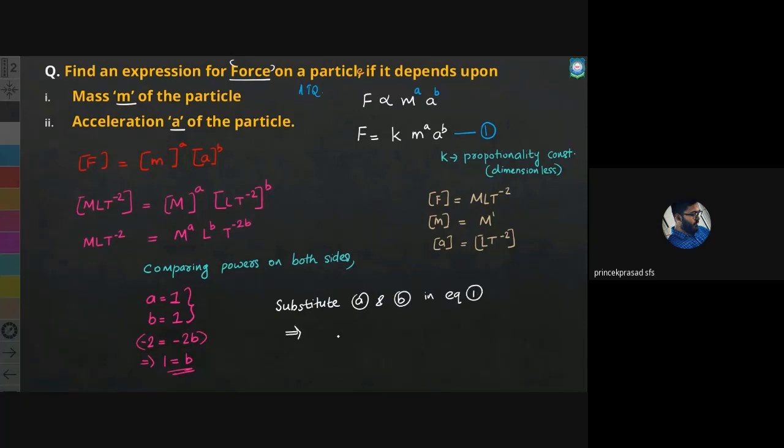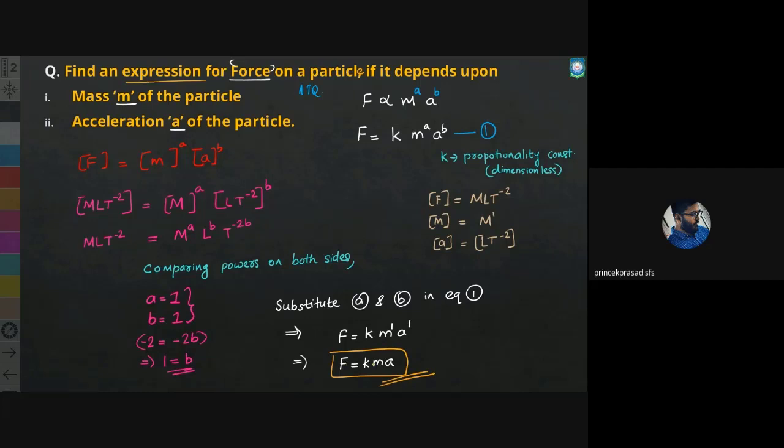On substituting, you will get f is equal to k times m raised to 1, a raised to 1. Or I can simply write, this implies f is equal to k times ma. And this is the equation that we get. So we have got the relation f is equal to k times ma. That is the expression. What is the meaning?